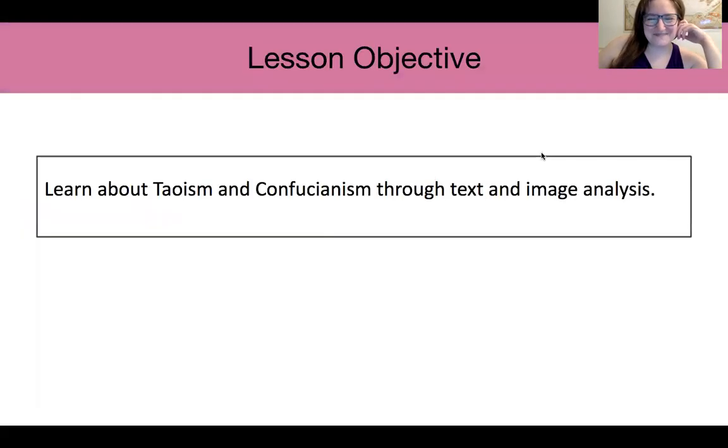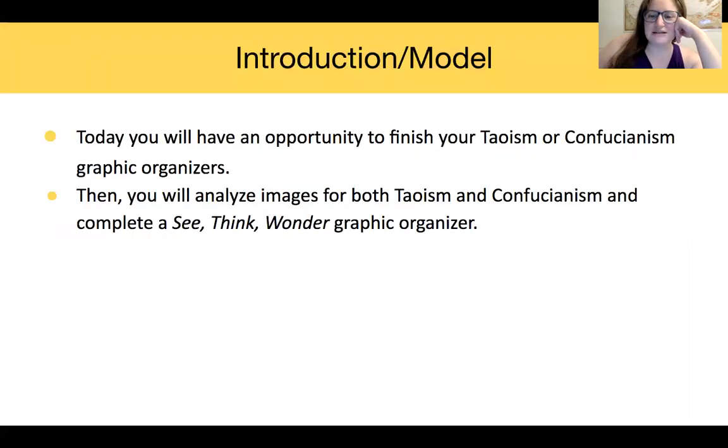Let's get started. Today we're going to be learning about Taoism and Confucianism through text and image analysis. This is the second part of a two-part lesson series. Last time you got started on a graphic organizer where you were researching and sharing information about Taoism or Confucianism. Today, you're going to have the opportunity to finish your graphic organizers, and then you're going to analyze some images for both Taoism and Confucianism and complete a See, Think, Wonder graphic organizer. Let's take a look at what your independent assignment is going to look like.